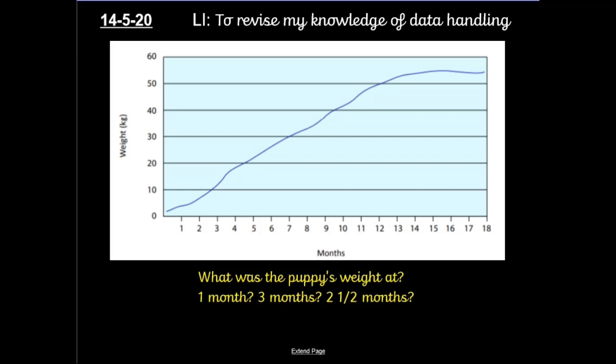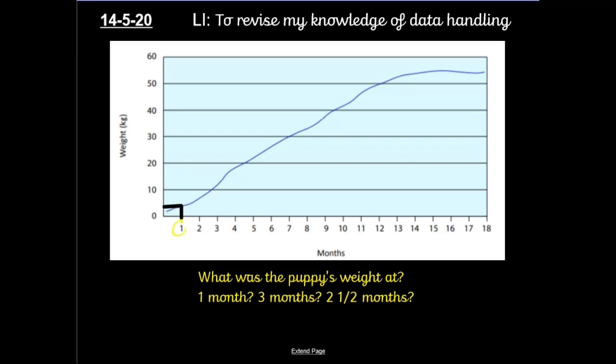Now then, the first question you might be asked on something like this is, what is a puppy's weight at? Well, let's go with 1 month. How would you solve this one? Well, what you would do is you would get your ruler again, and you draw a line up from 1 month, and then you draw it across to here. Okay, going across.